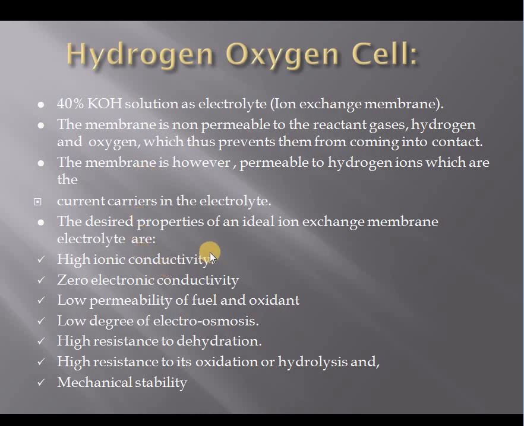For any ideal ion exchange membrane fuel cell, you need high ionic conductivity, zero electronic conductivity, low permeability of fuel and oxidants, low degree of electroosmosis, high resistance to dehydration, high resistance to oxidation or hydrolysis, and we should have high mechanical stability. So, high ionic conductivity. See, a property of an electrolyte is that it must have high ionic conductivity. That means the ion passage or the conduction of ions should be high.